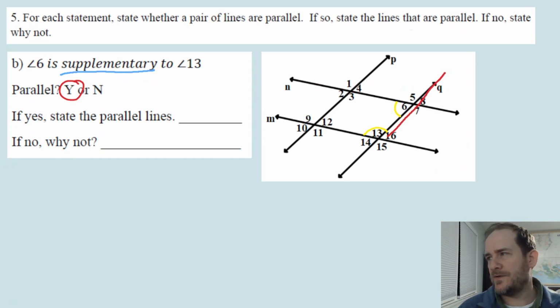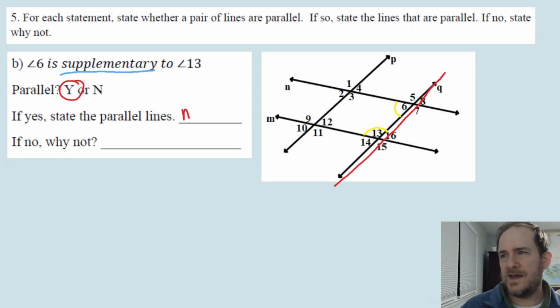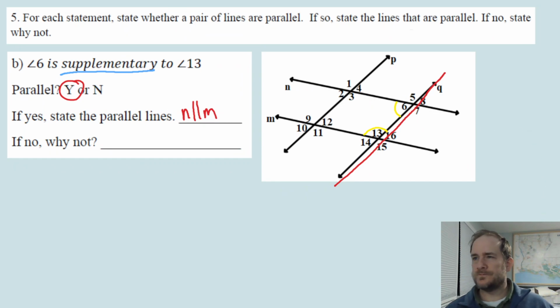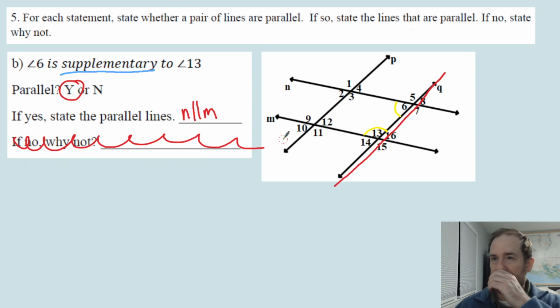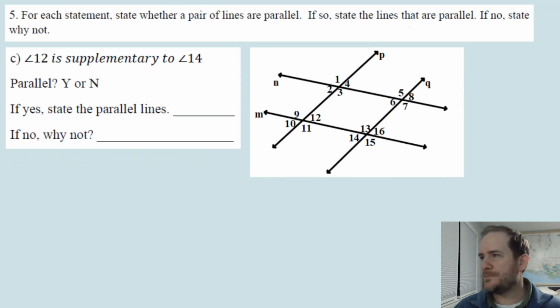Q is the transversal. So it's N and M that are getting intersected. So it's N and M that we can say are parallel. And that's it. You don't have to do the if no, why not thing. So let's try part C.